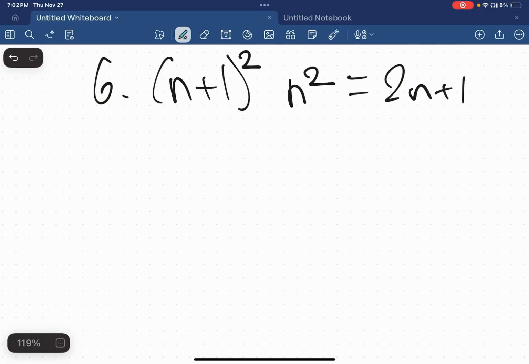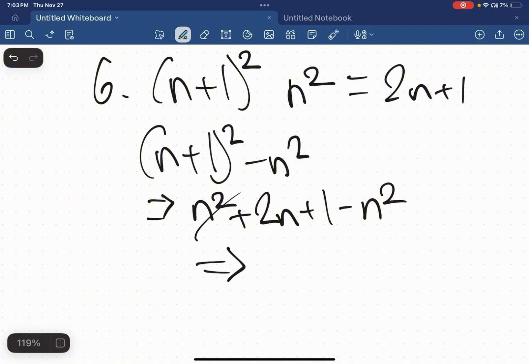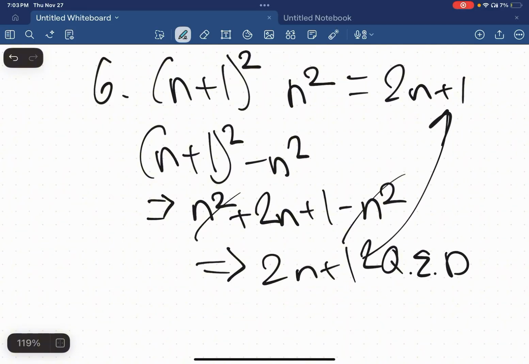Okay, that's doable. So n plus 1 squared minus n squared, expanding all this out, we get n squared plus 2n plus 1 minus n squared. And hey, look at that. Yeah, okay. Thought I messed up somewhere. Oh, look at that. 2n plus 1, QED. That's an odd number. We know that from definitions.